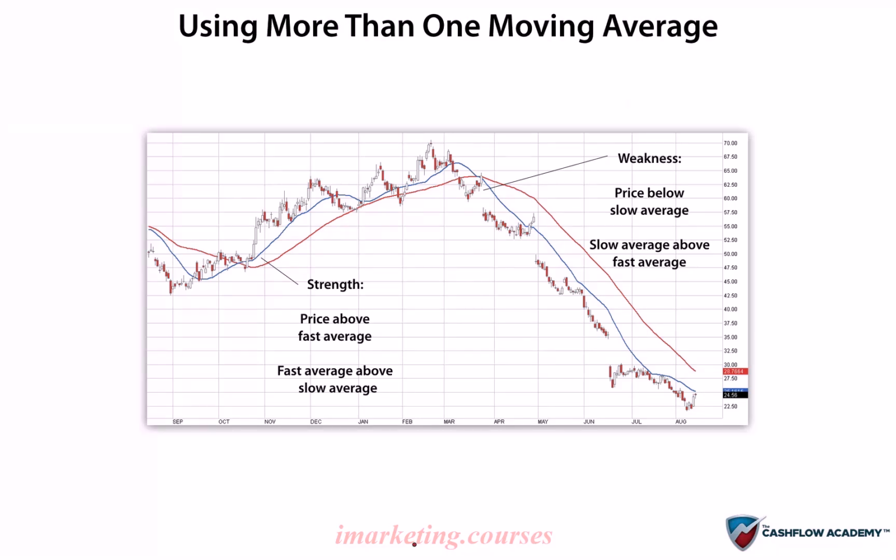Notice that these lines cross right here, and the price is above the fast average, and the fast average is above the slow. So when we see, and notice this, the price is here, so we have price, blue, and red, right? Price, blue, and red. This cross right here is often called the golden cross. So you have a golden cross, and then the price is above. That would be strength. That would say, hey, we're doing pretty well, okay?